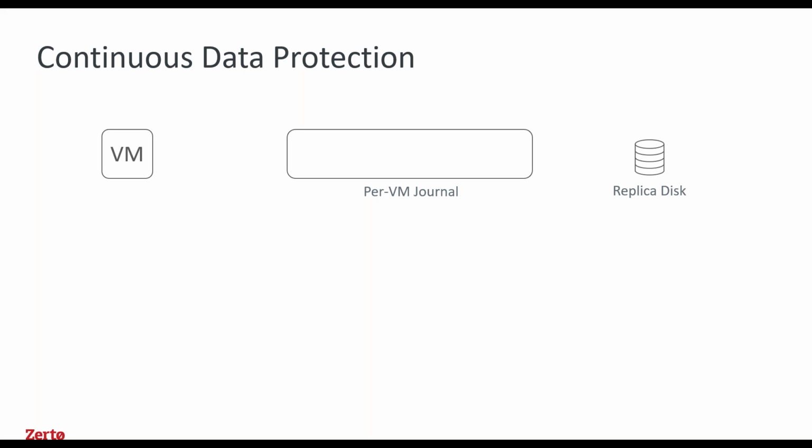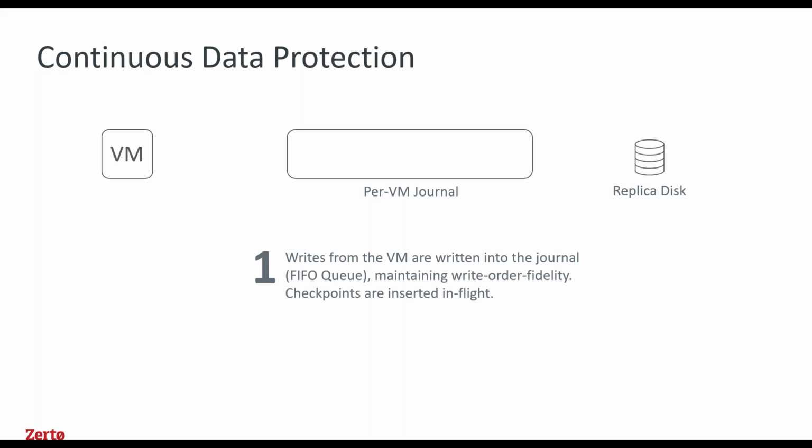So continuous data protection, what is it? Any write that goes through the VM, through the hypervisor, gets written into our journal, which is a first in, first out queue. We maintain write order fidelity throughout that, so we know which write came first, so we're not going to promote any writes that we don't need, or ahead of one that is required previously to it. As they enter the journal, it fills up. And as we enter those, we then enter checkpoints into the journal every 5 or 10 seconds apart.